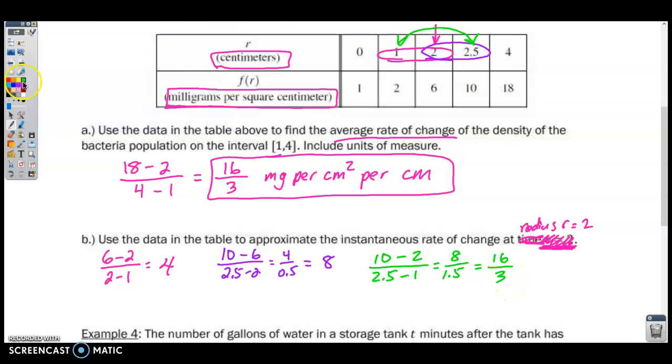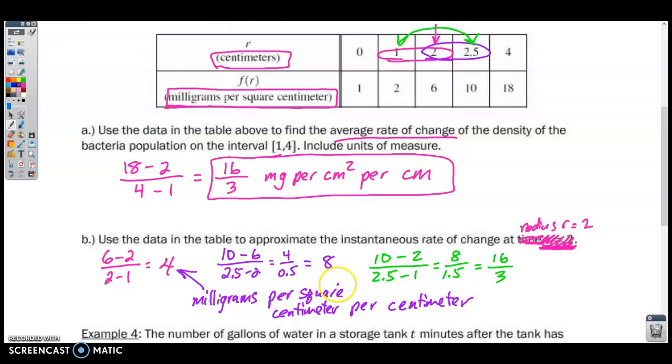Any of these 3 numerical answers would be okay for this problem, and we want to make sure that we have our units, which are going to be milligrams per square centimeter per centimeter. Okay, so whichever of those 3 methods you would choose to approximate this, the units go with every one of those answers. All right, on to example 4.